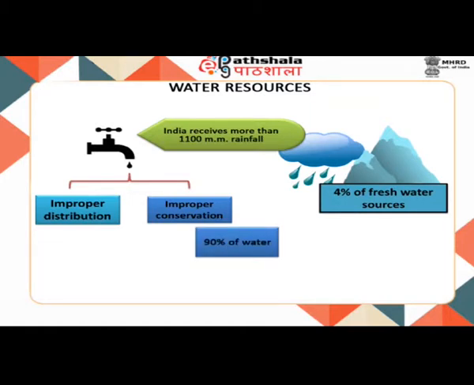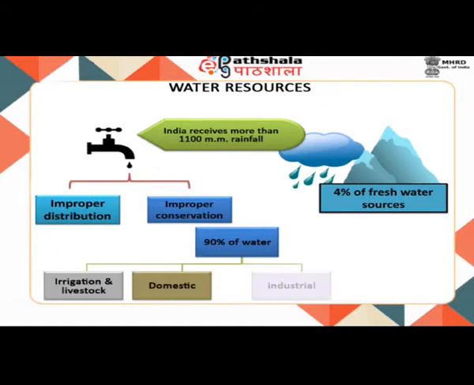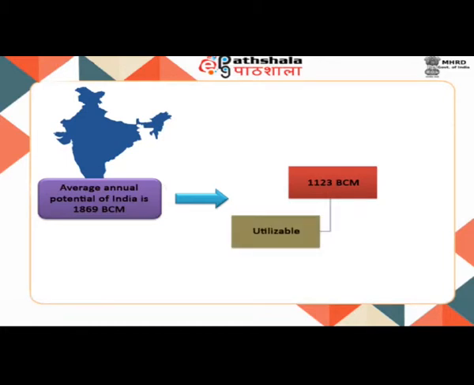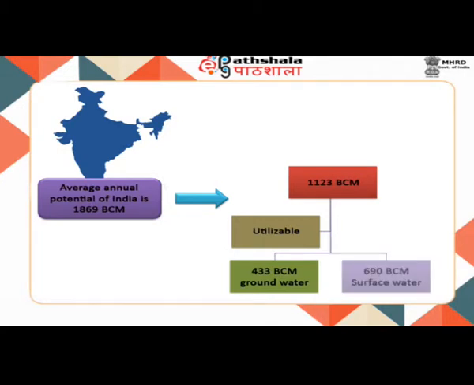Approximately 90% of water is utilized for irrigation and livestock purposes, with the rest for domestic, industrial, and power generation purposes. The average annual potential of India is 1869 billion cubic meter (BCM), of which 1123 is utilizable. This can be further classified to groundwater around 433 BCM and surface water 690 BCM.